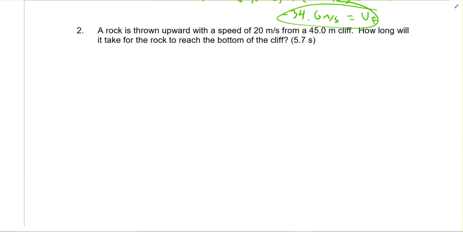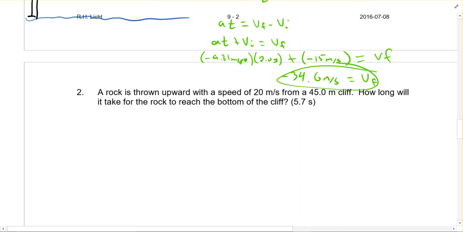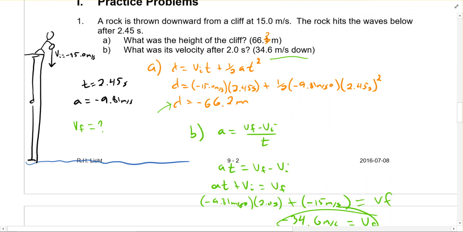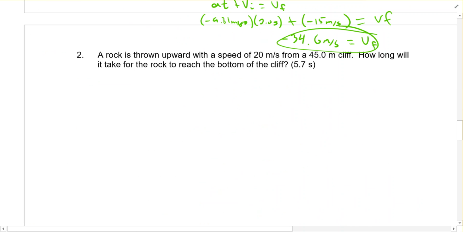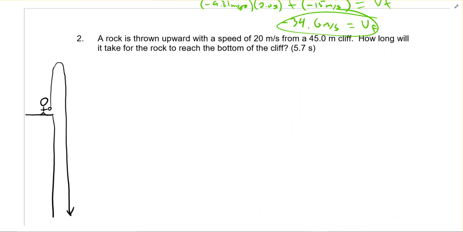Number 2 says a rock is thrown upward with a speed of 20 meters per second from a 45 meter cliff. How long will it take for the rock to reach the bottom of the cliff? So this one's actually really similar to the ones we went over up top here. Okay, so I'm going to kind of draw what I know here. So we know that VI is going to be 20 meters per second. And it's going up, right? So positive 20 meters per second.